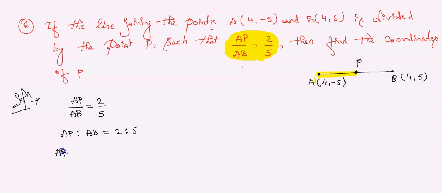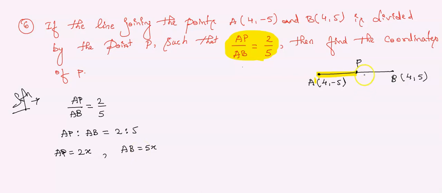We can take AP is equal to 2x, 2 times x, because we don't know the exact value. Then AB is equal to 5x. AP is 2x and AB is 5x.